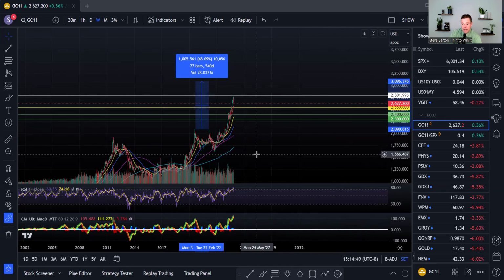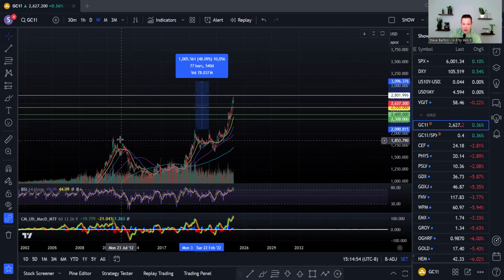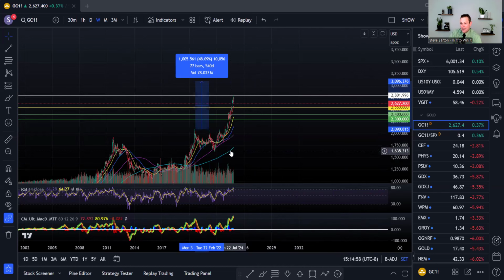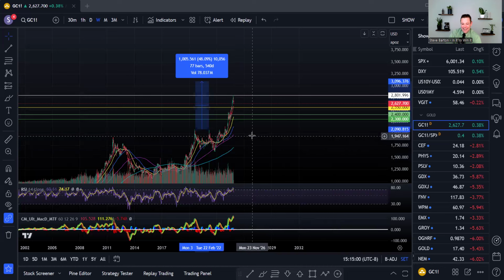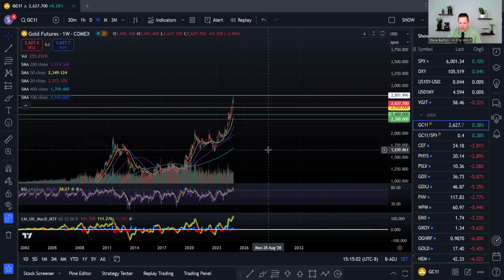And considering that this cup and handle pattern is a 13, 14 year pattern when taking into account the handle as well, and when it broke out, I think it's going to happen and probably in short order.